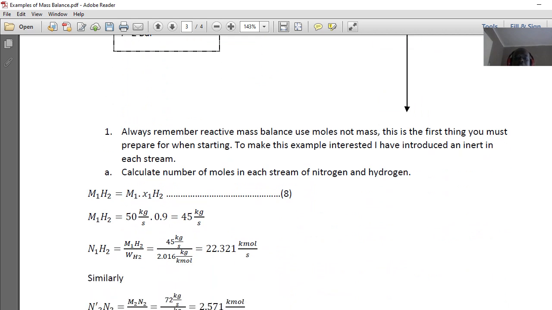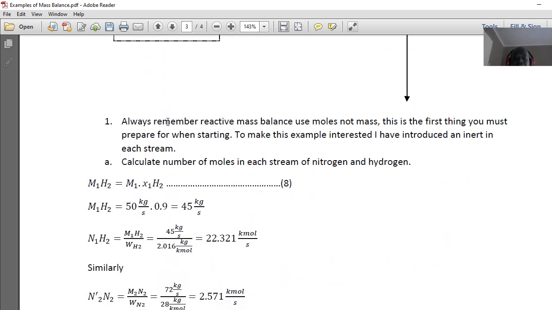Now, the first thing you need to remember is that reactive mass balance uses moles, not mass. Do not ever make this mistake ever again. Whenever you're doing a reactive mass balance, convert all your incoming streams to moles. To make this example interesting, I have introduced an inert in each stream. Then calculate the number of moles in each stream of nitrogen and hydrogen.